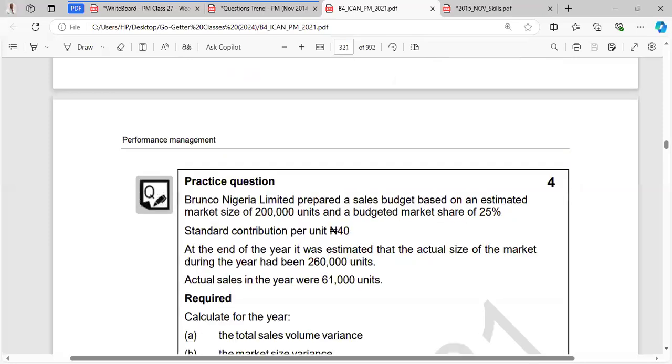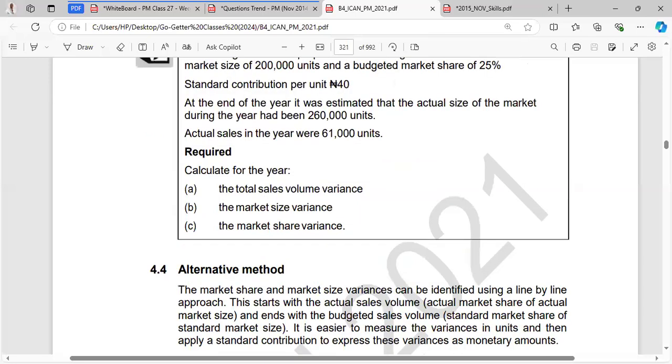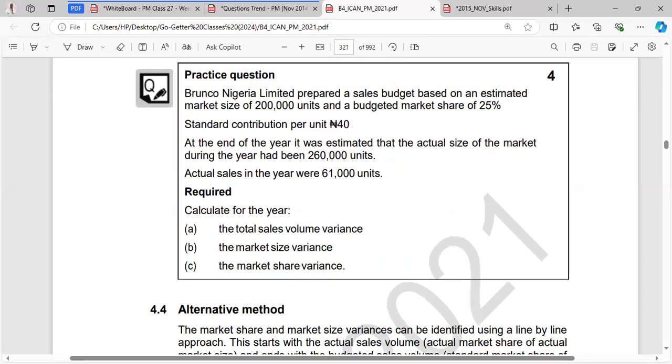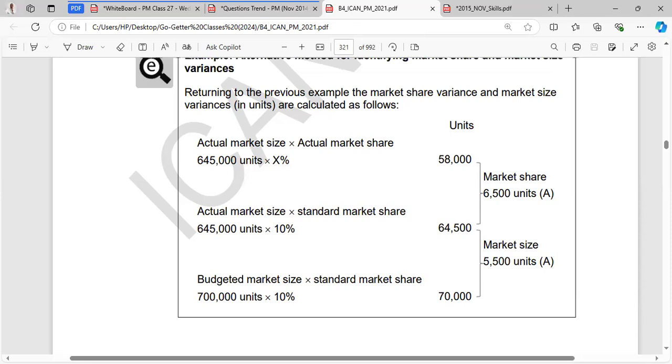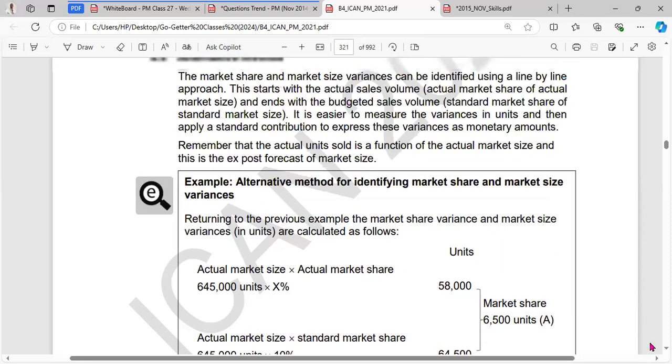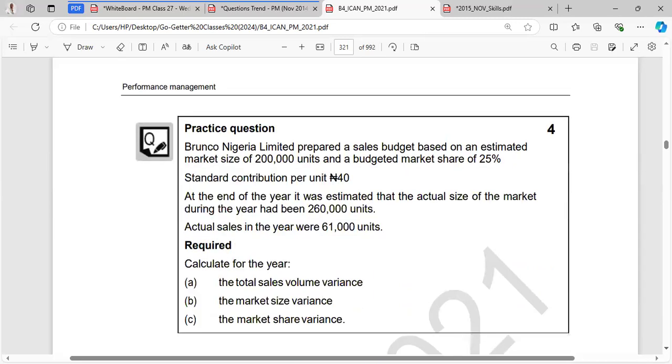So look at the practice question and look at the alternative here. This is the alternative I would have loved to use. Market size, market share, actual market size, standard market size. Okay. Let's just do the first, this practice question here. Let's do the practice question here.